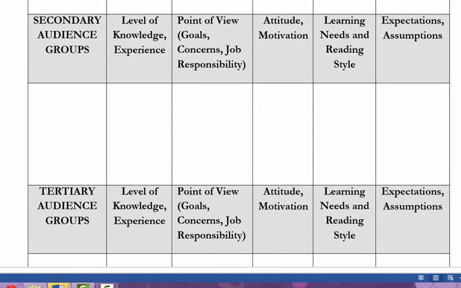Then you also need to think about secondary audiences and potential tertiary audiences. Secondary audience might include budgeting professionals, perhaps the company lawyer, perhaps the board of directors of the company. These are going to be people who will also be looking at your recommendation report, but are not the immediate audience for whom the report was written.